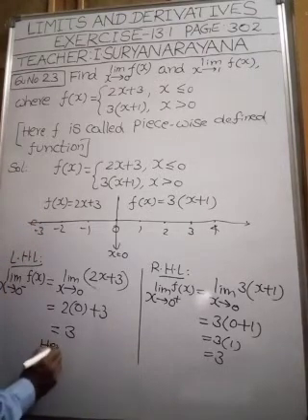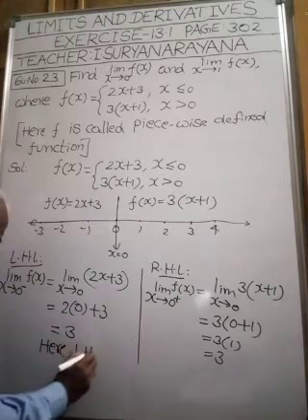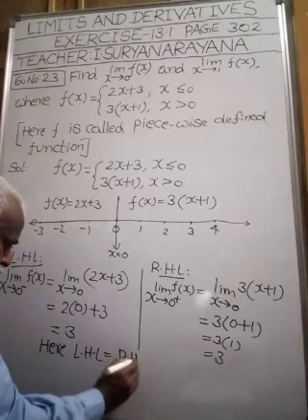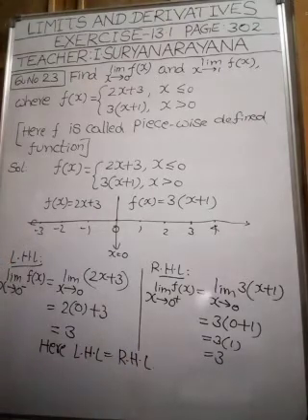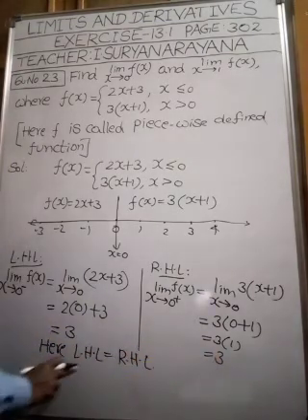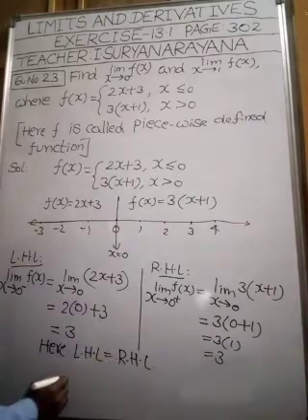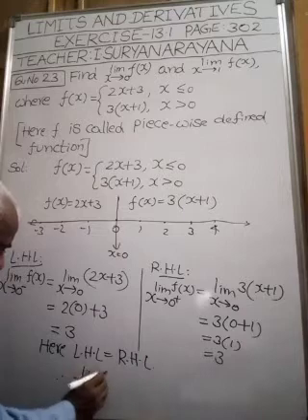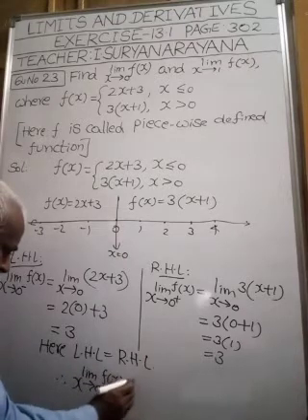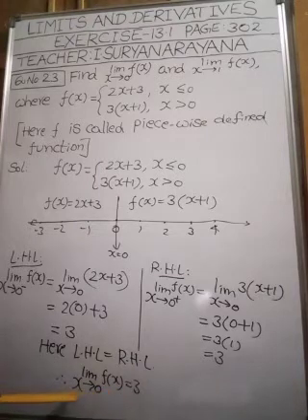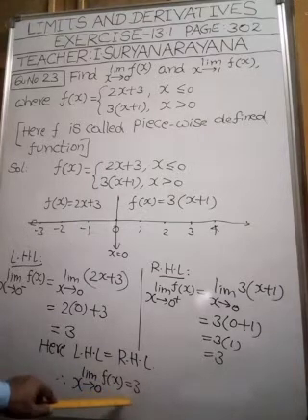Here the left hand limit is equal to 3, and here also we got the limit 3. Both are the same. Therefore left hand limit is equal to right hand limit. Therefore we say that as x tends to 0, the limit of f of x is equal to this number only. Limit of f of x as x tends to 0 is equal to 3.